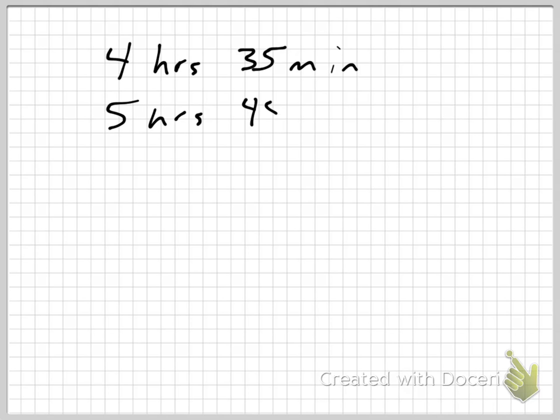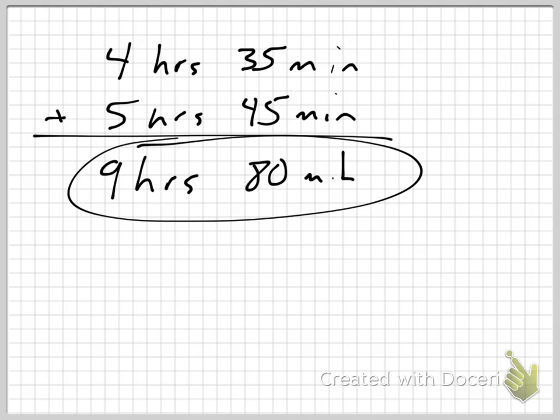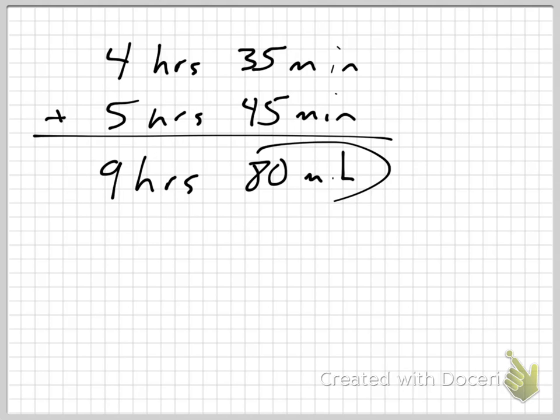What about if I have 4 hours and 35 minutes, and I have 5 hours and 45 minutes, and I want to add them? Here's what we do. 35 plus 45 is 80 minutes, and this is 9 hours. Is that how you would say that? No. So what do I have? I have a problem here. I have an 80 minutes thing.